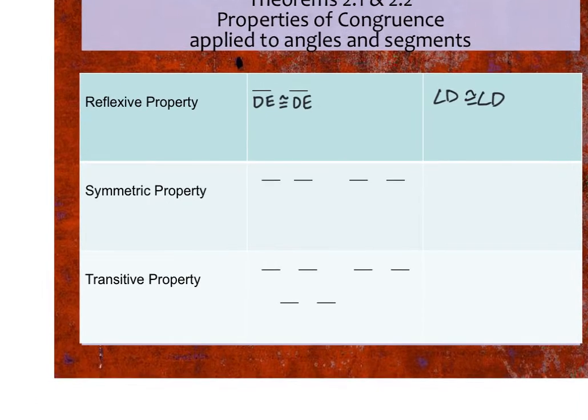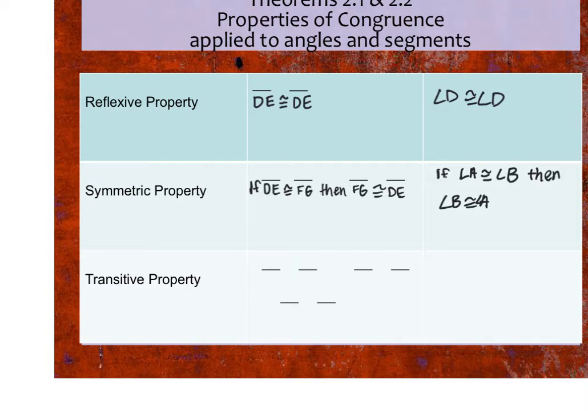The symmetric property: if line segment DE is congruent with FG, then line segment FG is congruent with DE. You can just flip the line segments over the congruent sign, okay? And same thing for angles. So if angle A is congruent with angle B, then angle B is congruent with angle A.